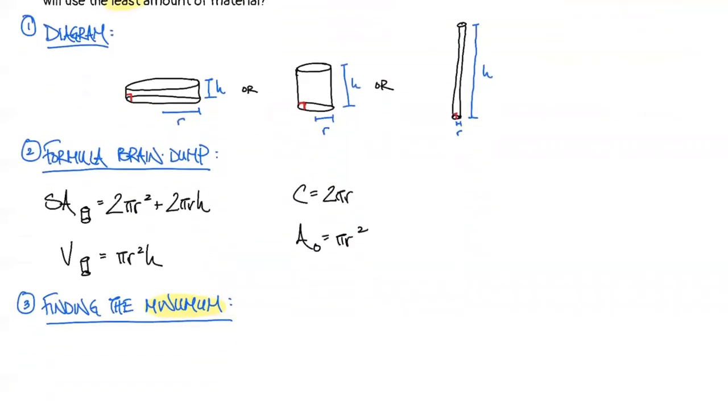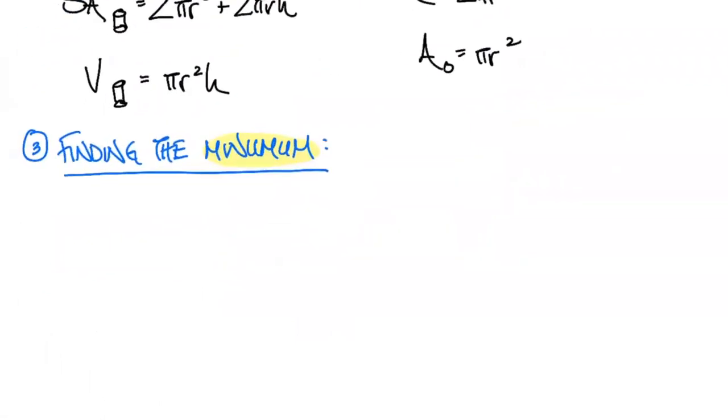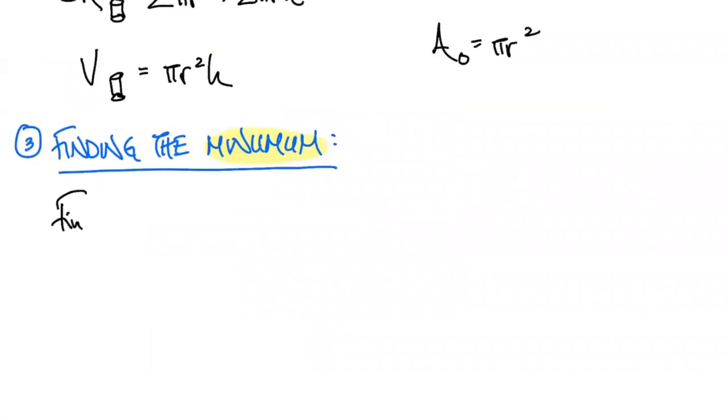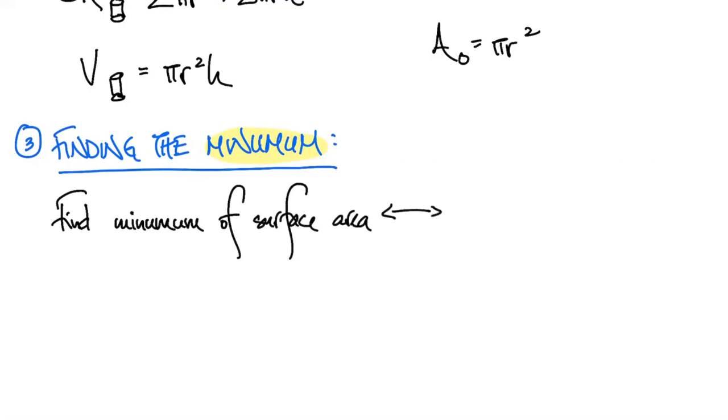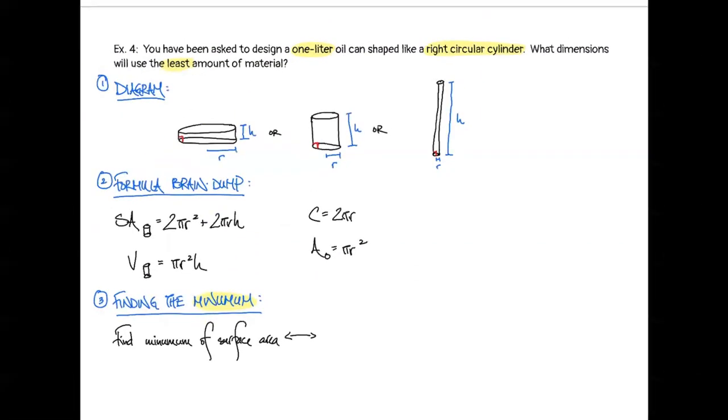Now, I'm wondering if we can make this description a little bit more precise. What are we finding the minimum of? Surface area. Okay, so find the minimum of the surface area. What tells us that we're looking for the minimum of the surface area? Because it doesn't say in the question, find the minimum surface area, right?